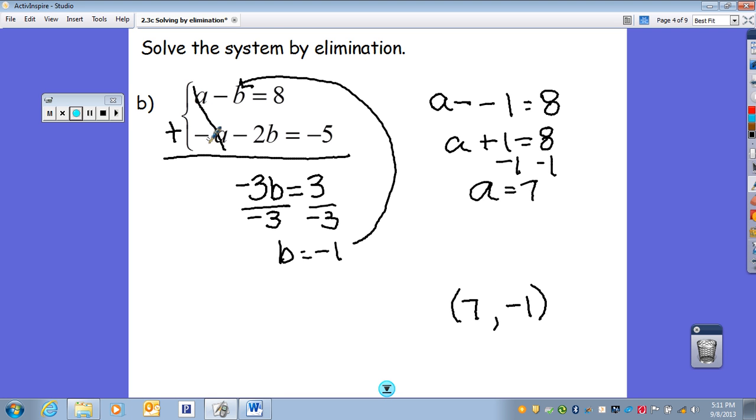So I have negative, and I put in a 7, and then I have negative 2 times negative 1 would be positive 2. So negative 7 plus 2 would equal negative 5. It is a solution to our system. And remember, if we were to graph this, this is the point on the coordinate plane where my two lines would intersect.